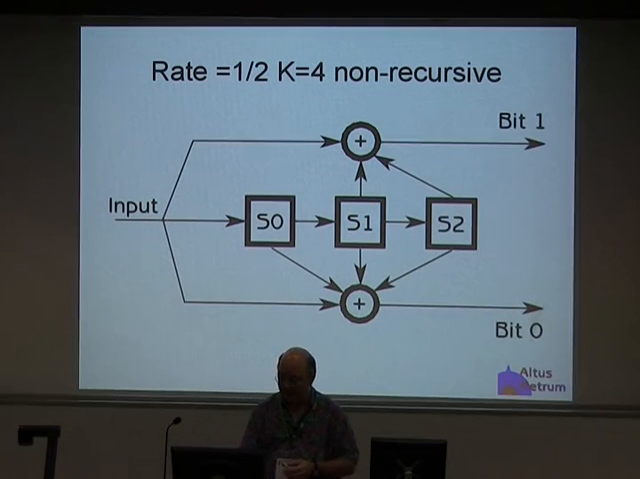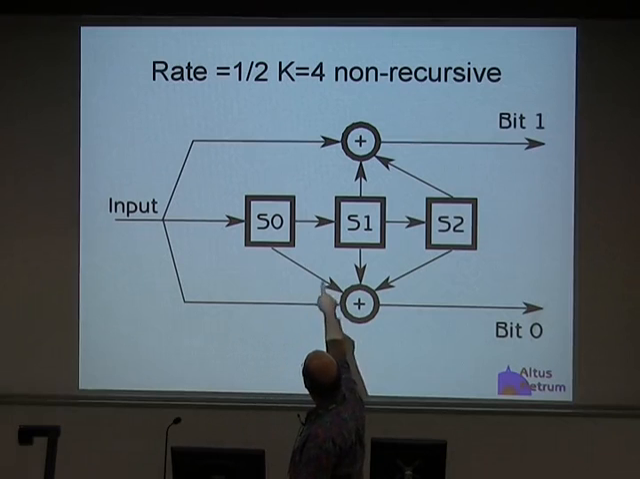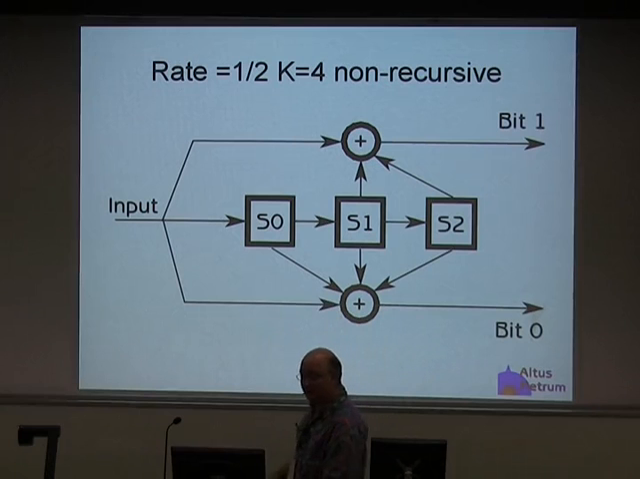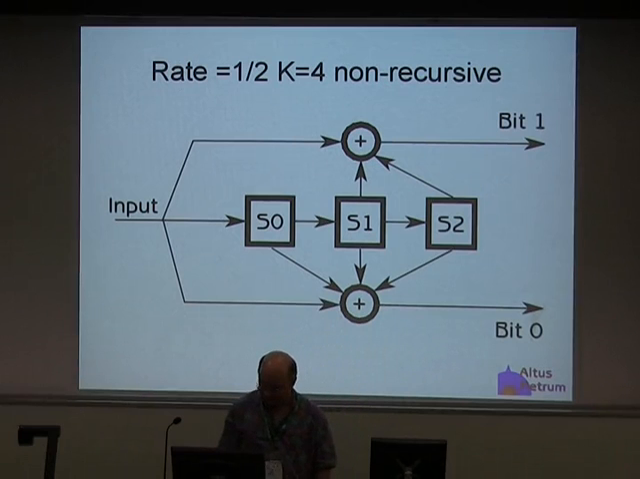Here's what the CC11 uses, the rate 1/2 K equal 4 non-recursive coder. You can see here that the bits are different. The operation I'm showing here is just XOR. It XORs all the bits together. Bit 1 and bit 0 have a different collection of bits being XORed together. The bottom bit gets all 4 XORed together, and the top bit just gets 3 of them. So they're slightly different in the output.